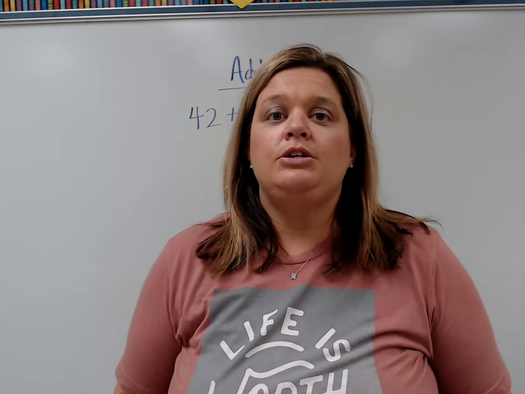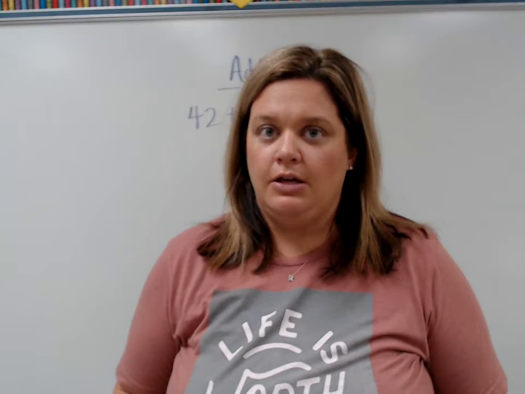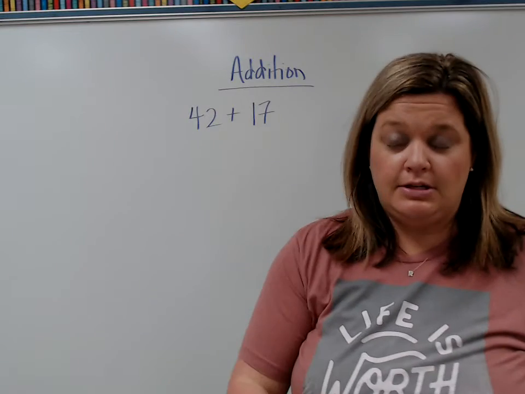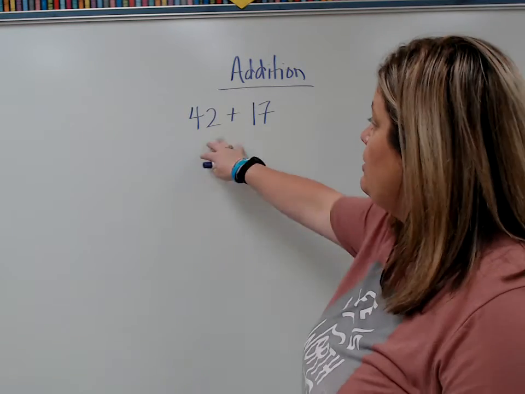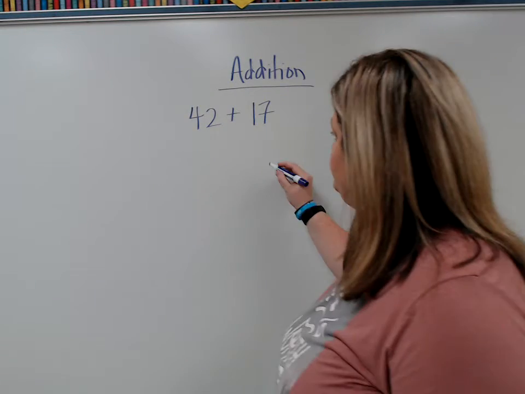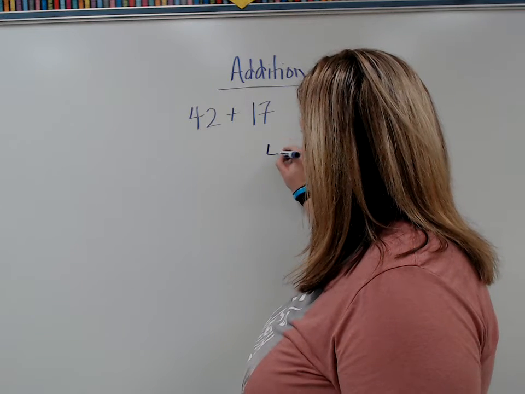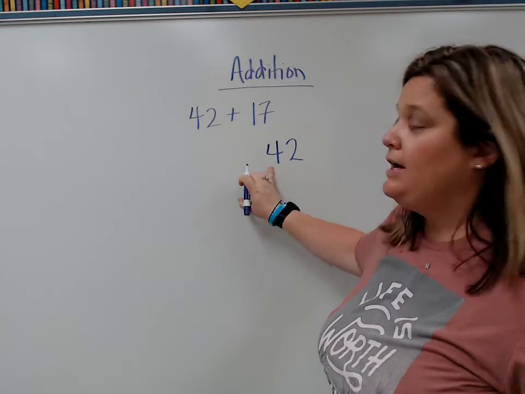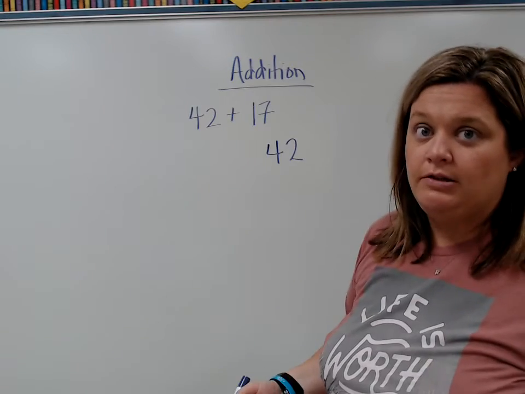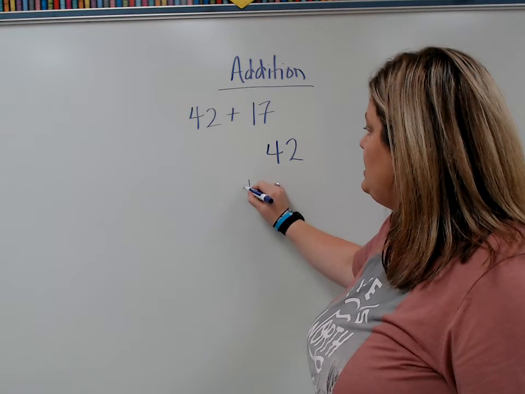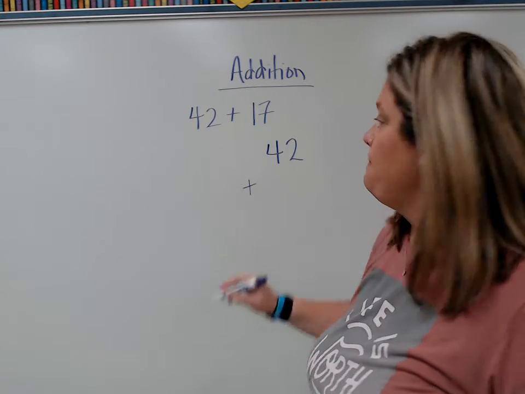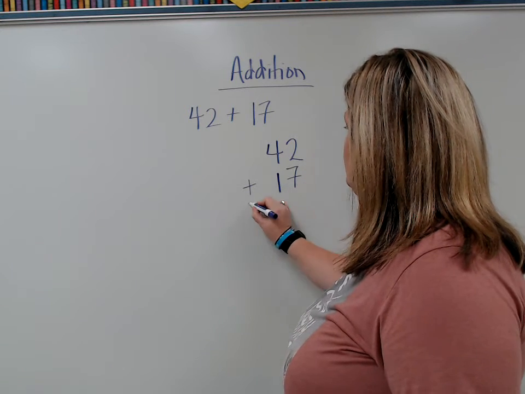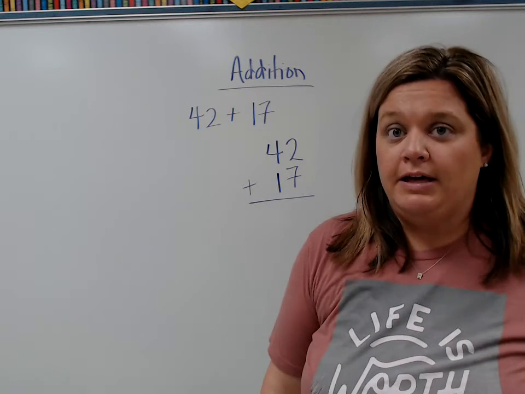So you need to make sure that you're lining up your place values. Your ones line up with your ones and your tens, and so forth. So I'm going to go ahead and rewrite this down here. So I have 42. My 4 is in the tens place. My 2 is in my ones place. So then I'm going to take the 17 and line it up just the same. The 1 is in the tens place. The 7 is in the ones place.